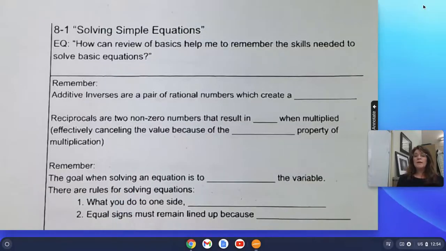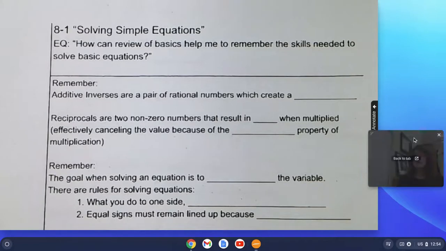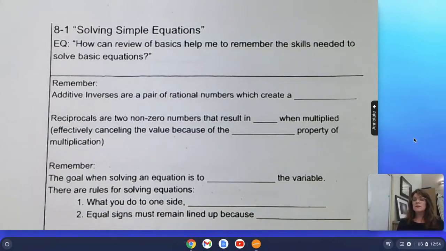Good afternoon, everybody. We are taking a look today at solving simple equations. We're doing that as we move into solving two-step equations and just doing a review of how we do them at a basic level before we move up to the next level. So a few things to remember.